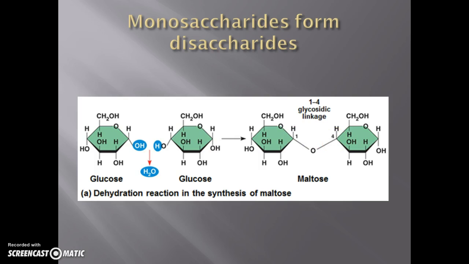A glycosidic linkage occurs between two monosaccharides in the formation of a disaccharide using the process of dehydration. So in this case we have glucose and glucose forming a glycosidic linkage between the first and fourth carbon of these two monosaccharides as these react with one another to dehydrate.